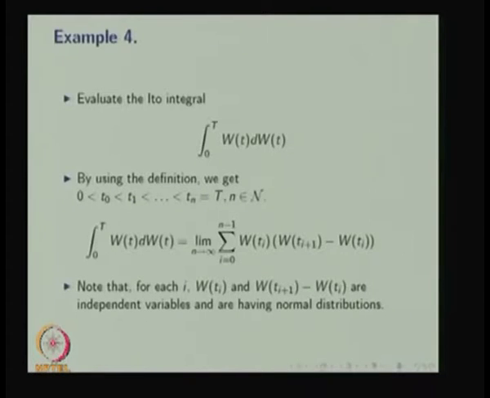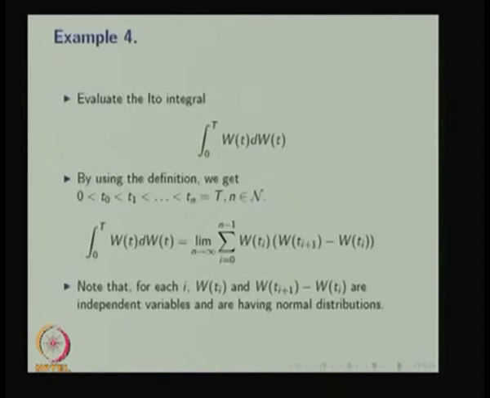We are moving into the next example. Evaluate the Ito integral, the integral from 0 to T of W_t dW_t. That means the integrand is W_t, integrated with respect to W_t. So we can use the partitioning of the interval 0 to capital T into n parts.